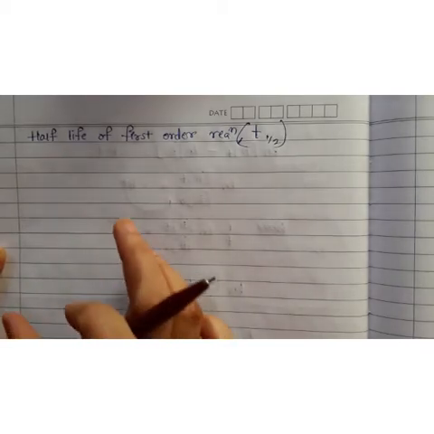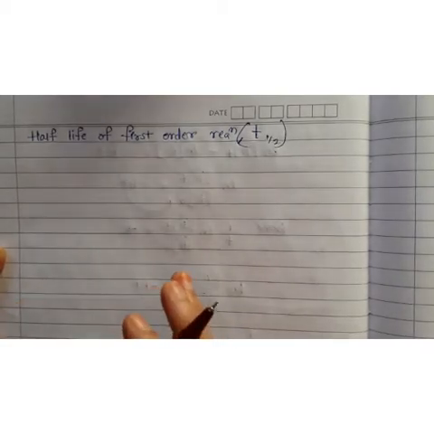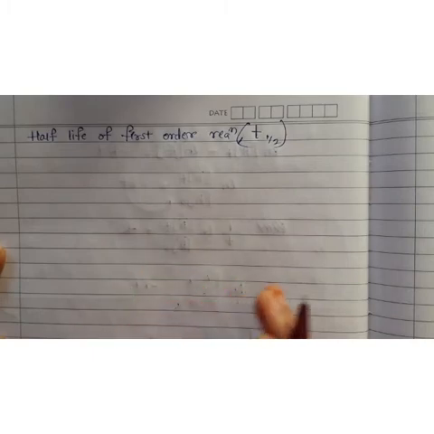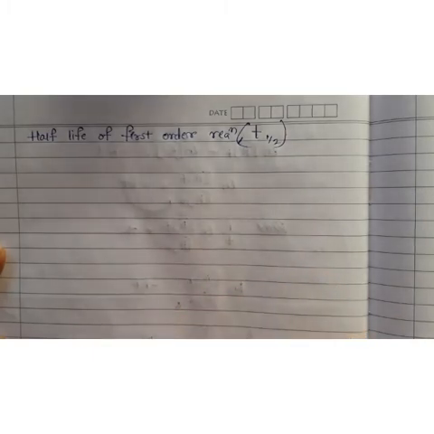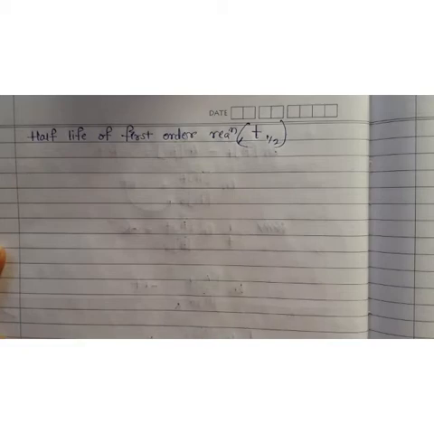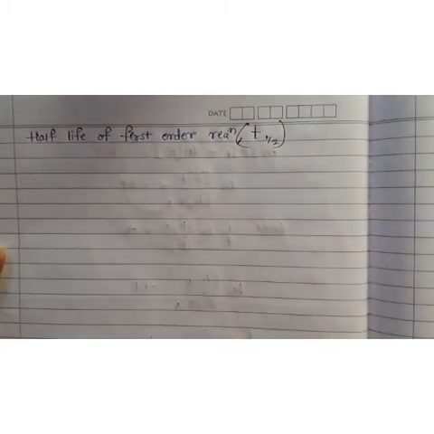Understand? Suppose the initial concentration is 10. As the reaction proceeds, the concentration will decrease. When the reactant concentration becomes 5, the time at which the reactant concentration becomes half is called the half life of that reaction. Understand? So let us see the relationship between half life and rate constant.